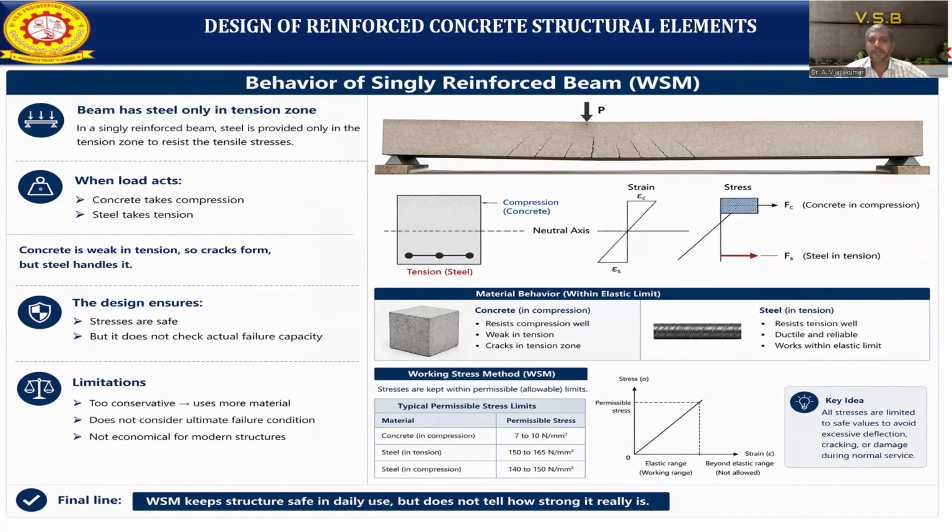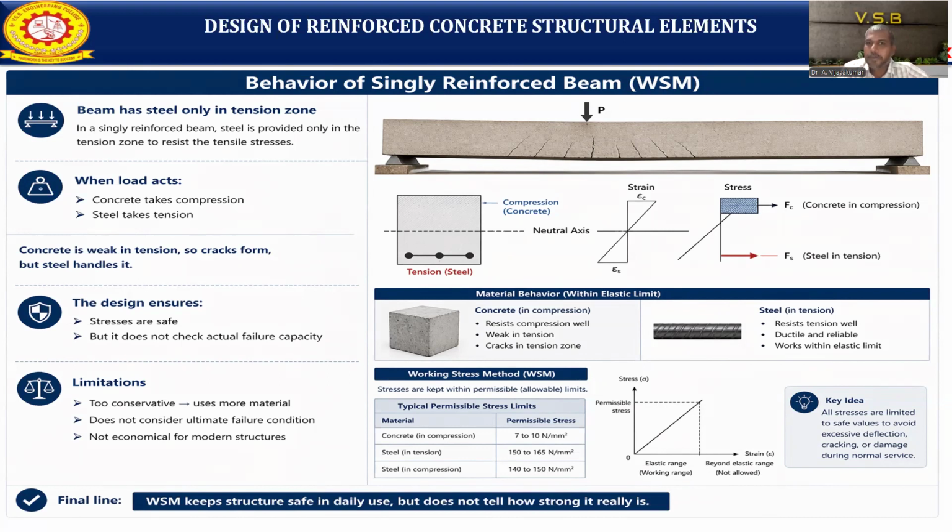Now, how are we going to design for the behavior in the working stress method? A beam has steel only in the tension zone. If you consider a simply supported beam, when you start to apply load, more deflection comes at the midspan of the beam. The neutral axis is at the mid of the depth. Above the neutral axis is compression and below the neutral axis is tension for a simply supported beam. In a cantilever it is vice versa: the top is tension and the bottom is compression, and for a continuous slab it will be totally different. Now we are taking the example of a simply supported beam.